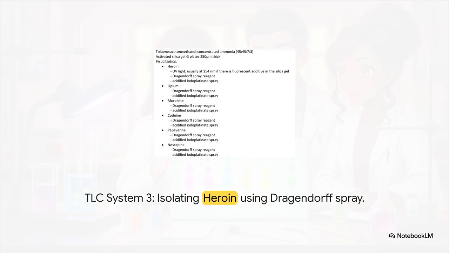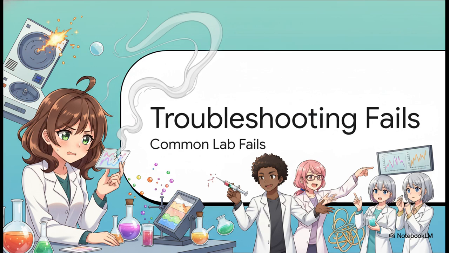Now let's switch gears to TLC System 3 and see how this works for an entirely different class of narcotics. Isolating complex opiates, things like heroin, morphine, codeine, opium, requires a much more intricate mobile phase. For this, lab detectives use a precisely measured mixture of toluene, acetone, ethanol, and concentrated ammonia. After that solvent does its heavy lifting to separate these really closely related opiate molecules, they apply a visualization agent called Dragendorff spray reagent. This turns those specific opiate spots visible, so their RF values can be calculated and absolutely verified.